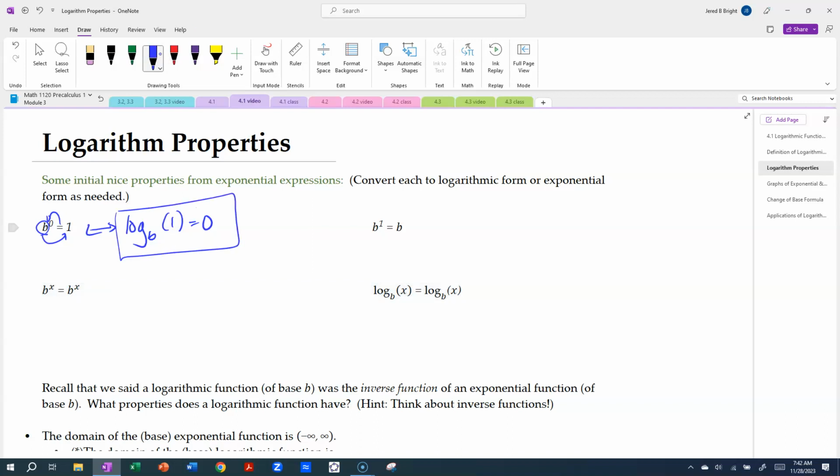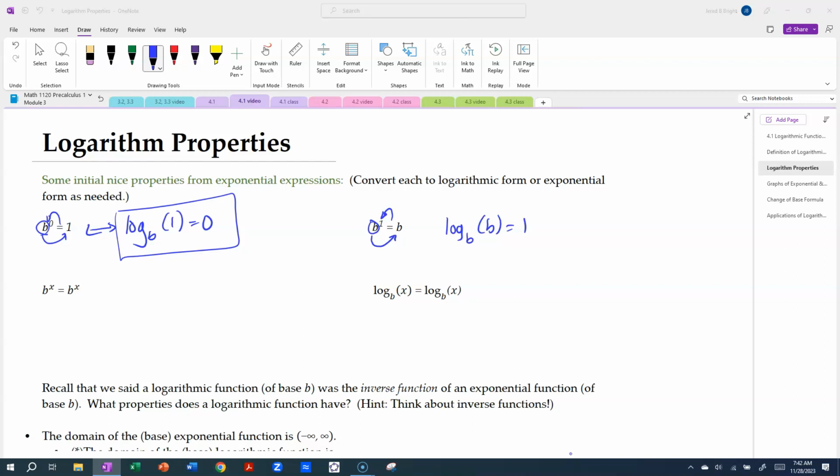Okay, b to the first is equal to b. Well, it's kind of like duh. What would this be in log form? So it'd be log, circle the base, of b. Log base b of b is equal to 1. Okay, well, that's kind of like a duh thing too. You don't really want to say cancel out, but if the base matches the input, the output's just 1.